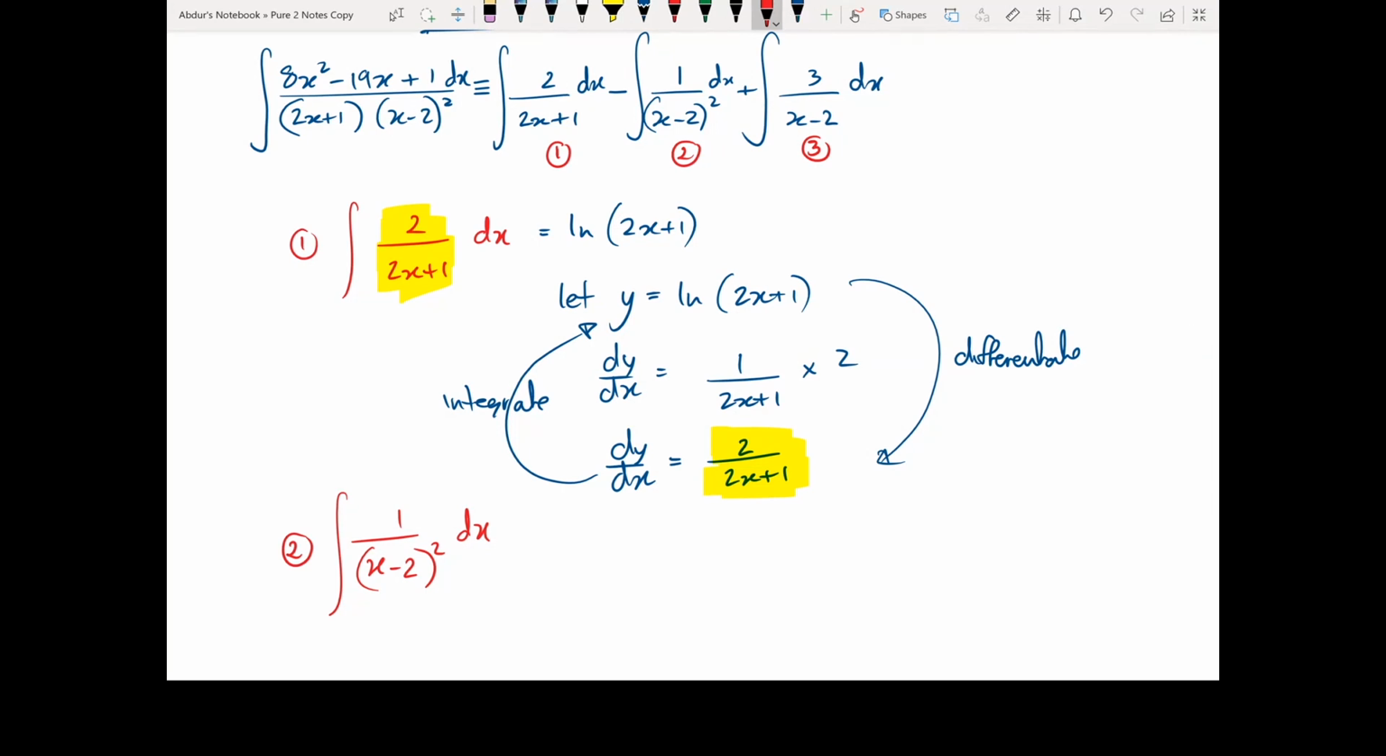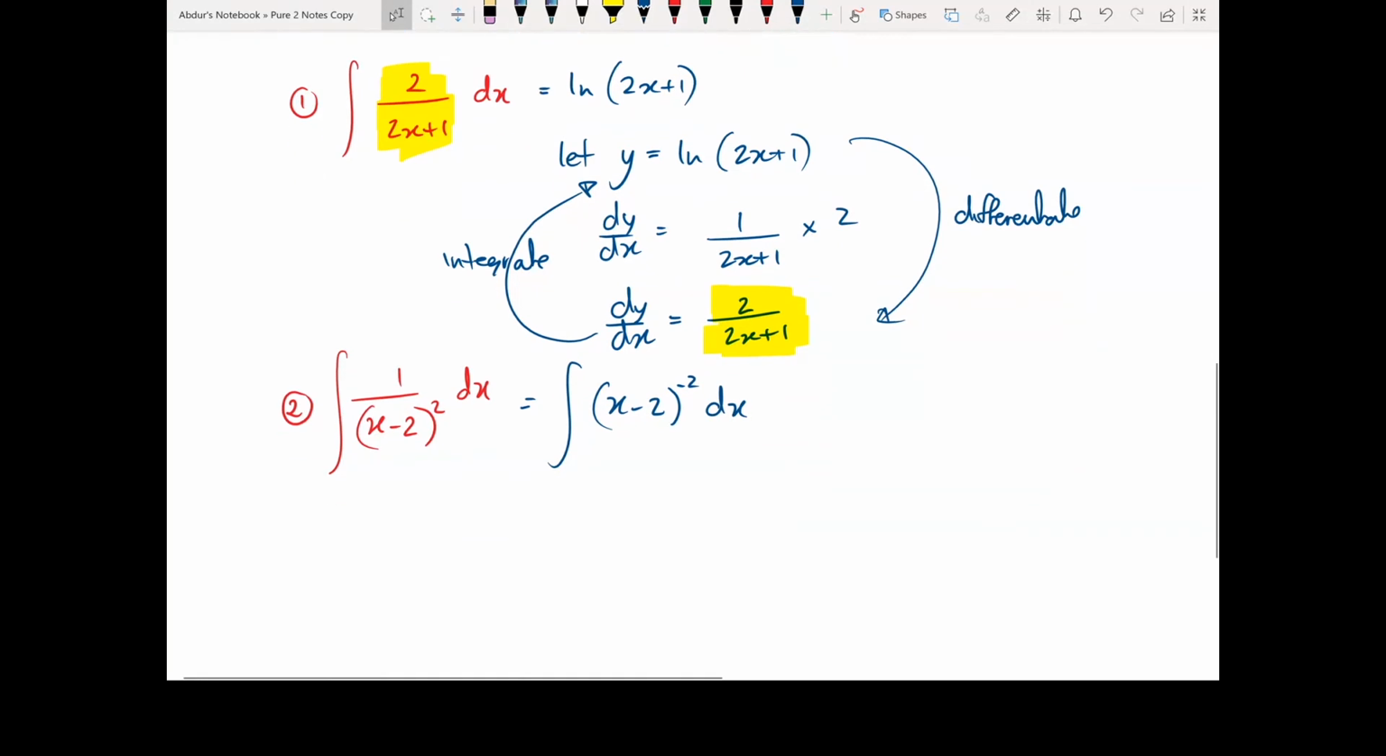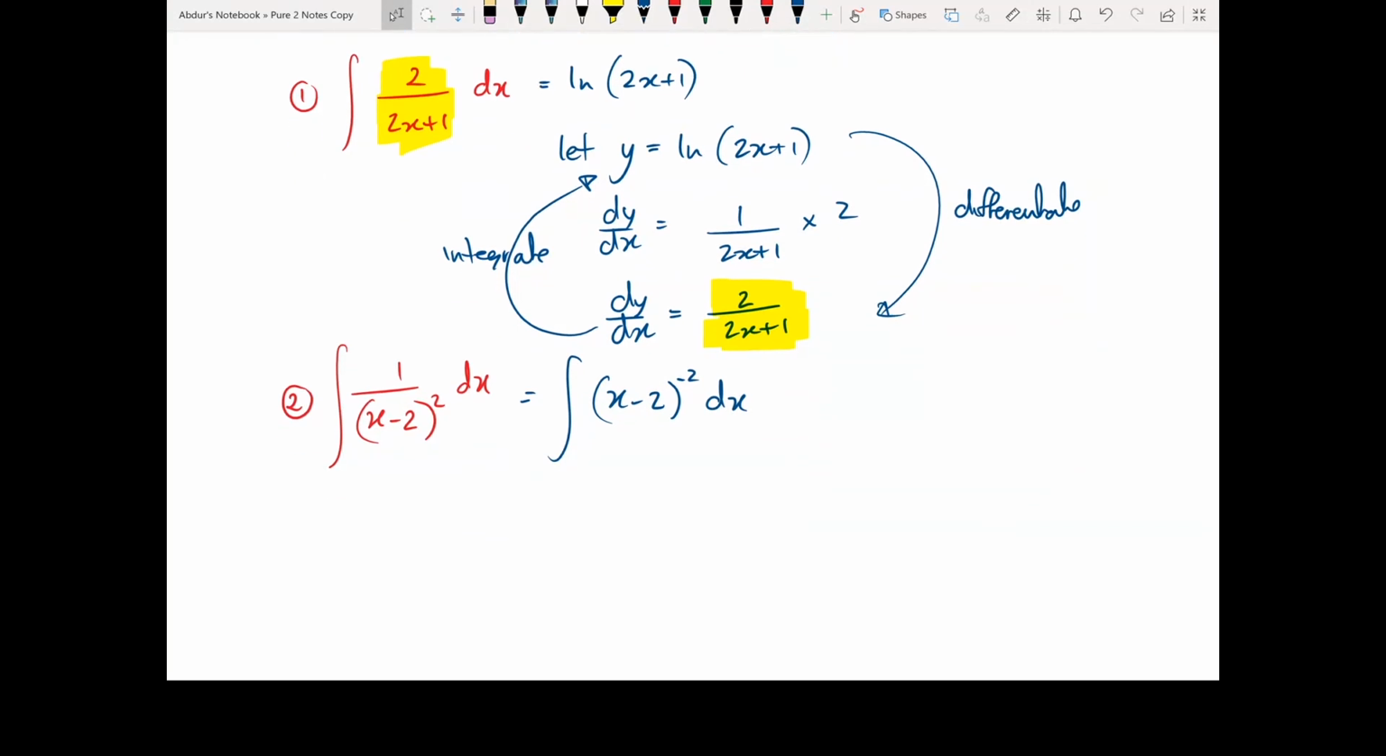So we can see here we've got a bracket to the power of 2. The first thing I'm going to do is rewrite this in a slightly different form. I'm going to rewrite this as (x minus 2) to the power of minus 2 dx. And I'm going to consider what would have differentiated to give me this function. Because it's got a power, we can see that this is likely to be reverse of chain rule. So I'm going to consider what I would have had to differentiate. So let y is equal to x minus 2, and it would have been a higher power than minus 2, so it would have been minus 1. And if we differentiate that by chain rule, it should get us to the minus 2 as the power.